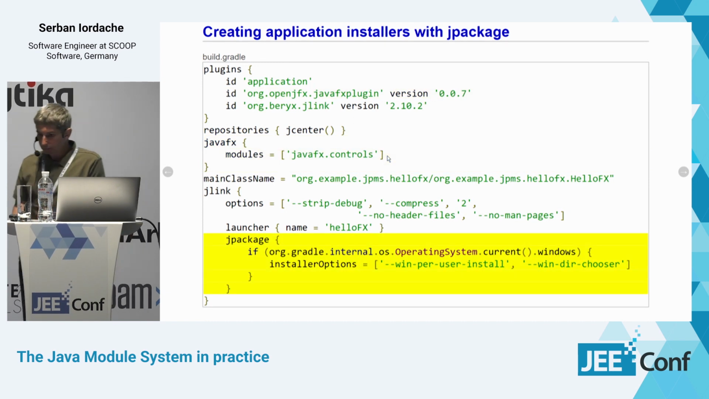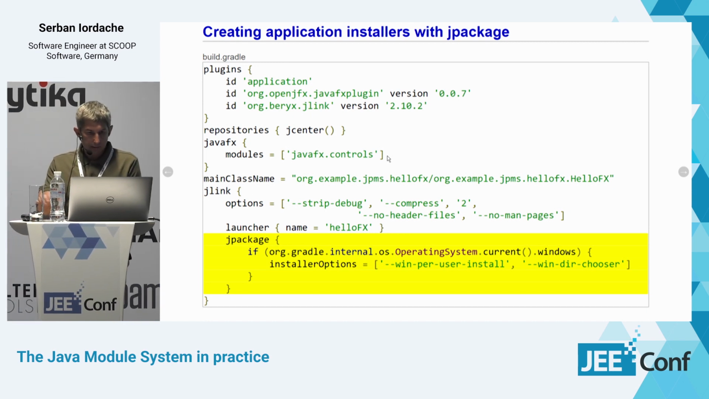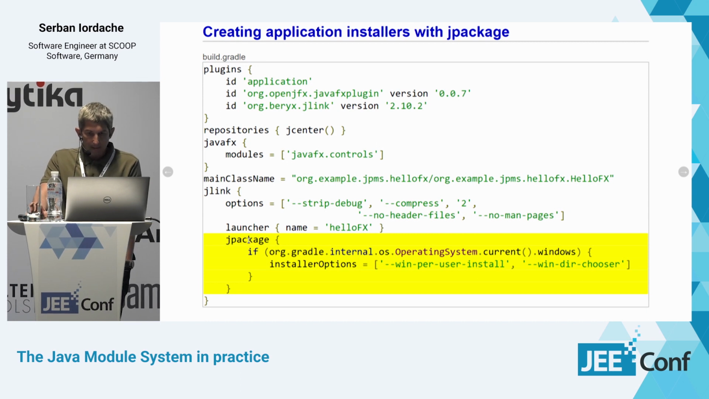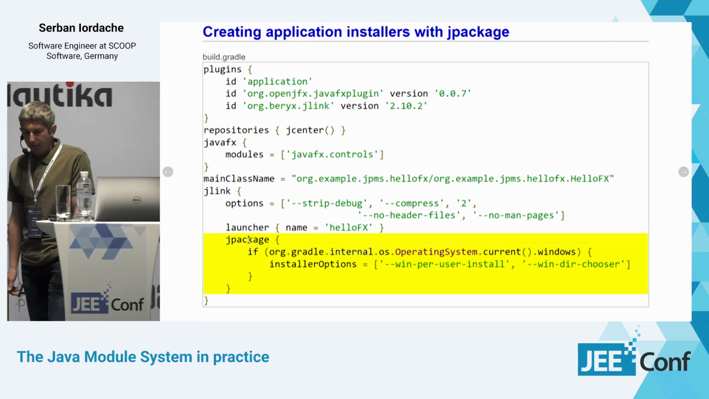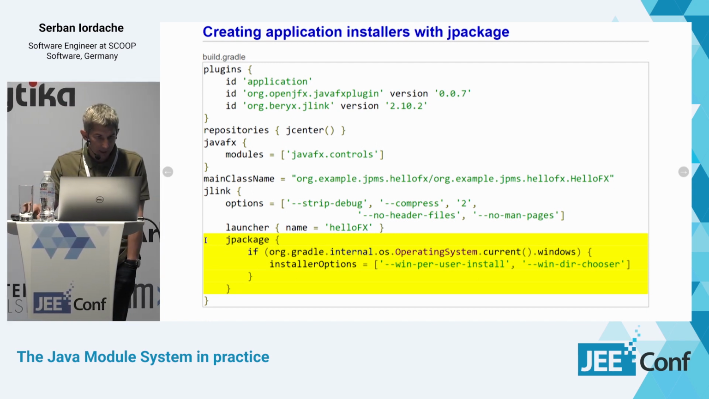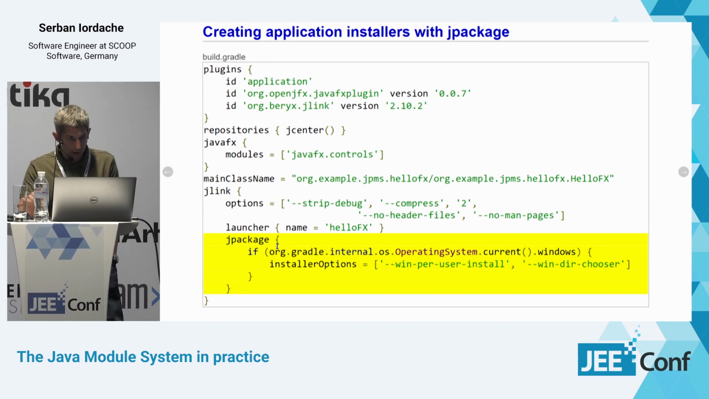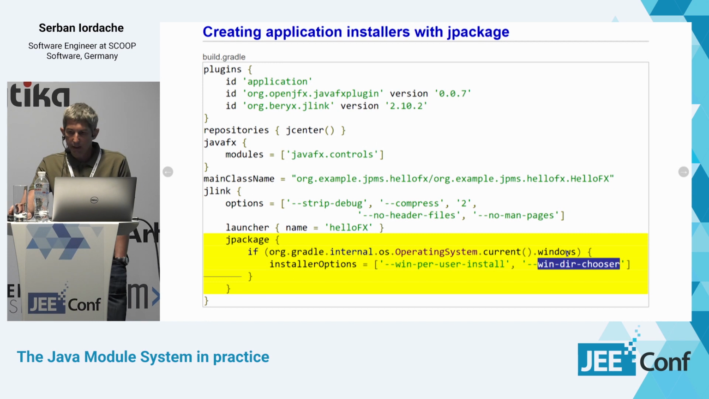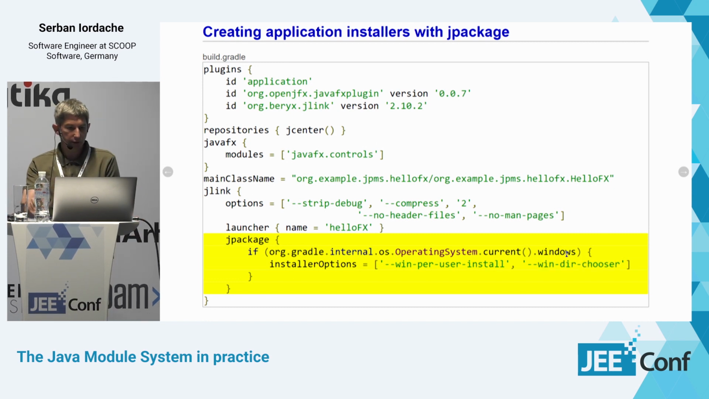Then we can also provide additional options to our jpackage tool. And for this simple JavaFX application, we actually don't need to provide anything. It works without this jpackage block, but I put it here only to show you how you could use it. In this case, we provide specific options for the Windows platform. So if we are on Windows, I say that we want a per user installation and that the user should be able to choose the installation directory. But once again, we don't need this code for our small JavaFX application. We can throw it away and it will work even without it.